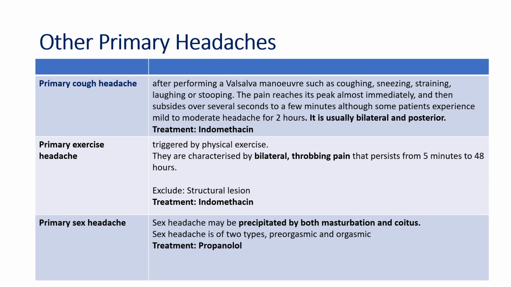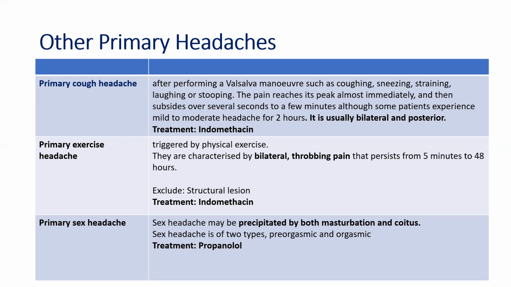Okay, so it takes a lot of care to diagnose primary cough headache. Sometimes it could be bilateral posterior. We can treat that with indomethacin. They are very good in these sorts of headache. Second, another headache that could be triggered by exercise with no features of secondary exercise headache, we can call a primary exercise headache. It's a bilateral throbbing pain that can last from 5 minutes to 48 hours. We can treat this headache with indomethacin.